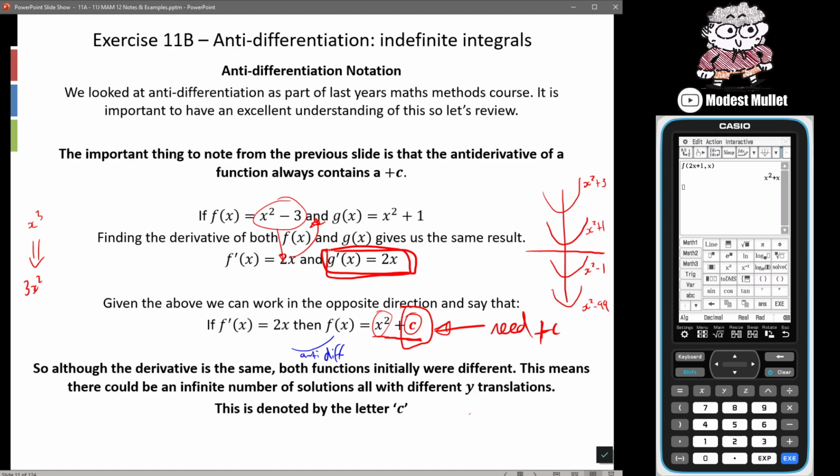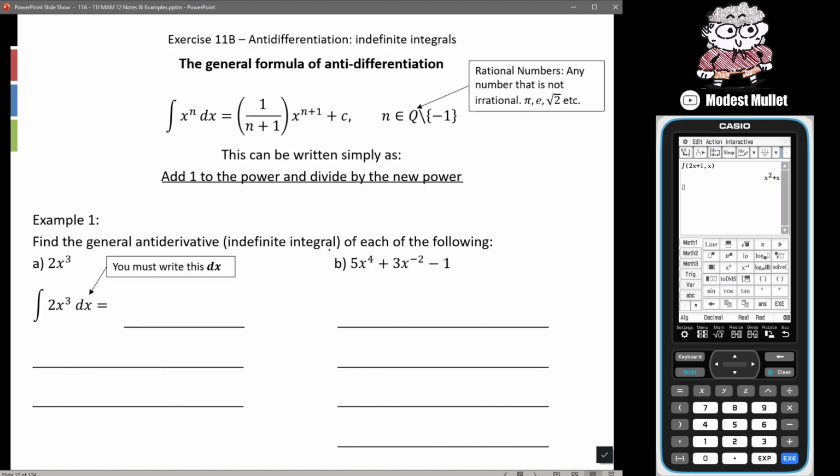Well, there's a pattern that we can recognize when we differentiate, where we always have to multiply by the power and then take one from the power. And if we're going backwards, surely there should be something like that pattern in reverse, and there is. This is the general formula for anti-differentiation for polynomials. So if we try to anti-differentiate, and that's what this integral sign is saying, x to the n, just a regular polynomial.